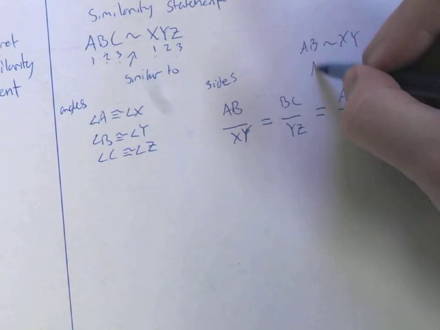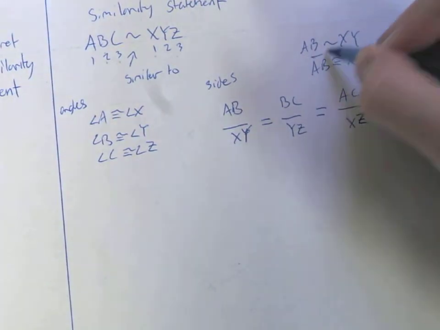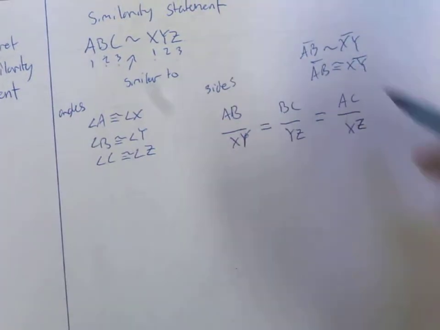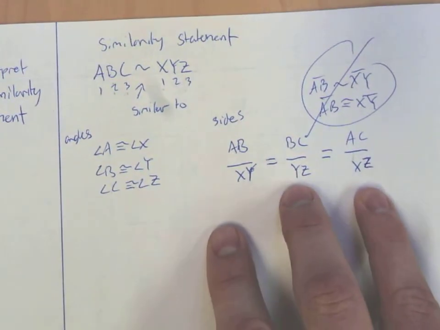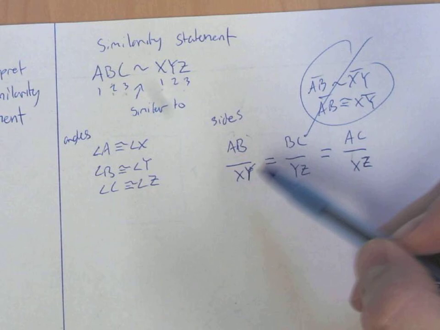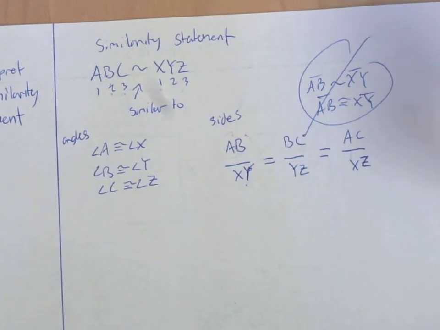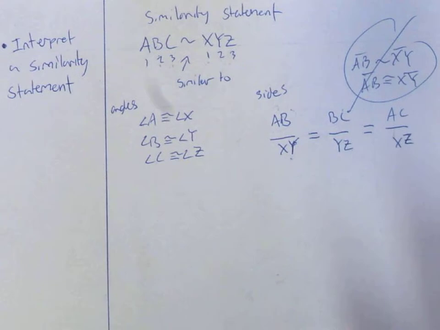Okay, we also know that AB is not congruent to XY. Okay, so don't get confused and try to write that out. That's not the case. What we have is proportional sides, meaning we have equal ratios. We match each side to its corresponding side, and we make a ratio of them, and we know that that ratio will be the same across the rest of the triangles there.